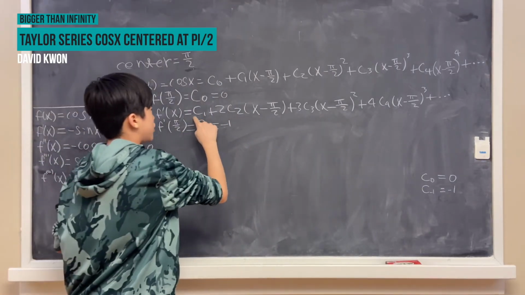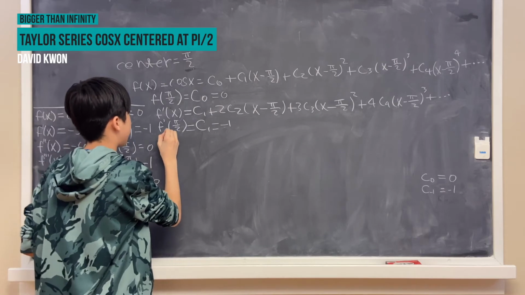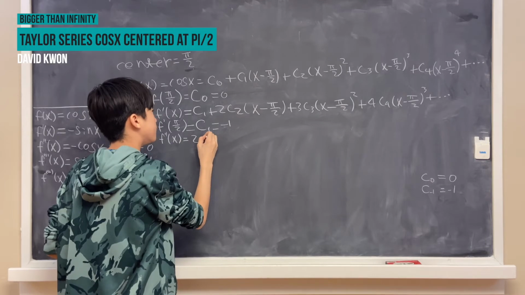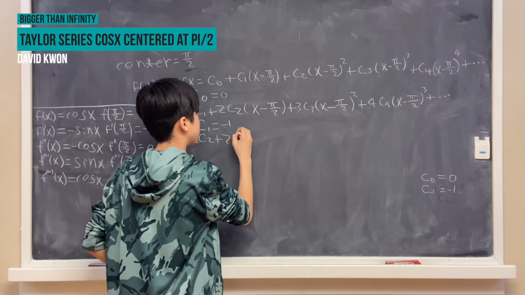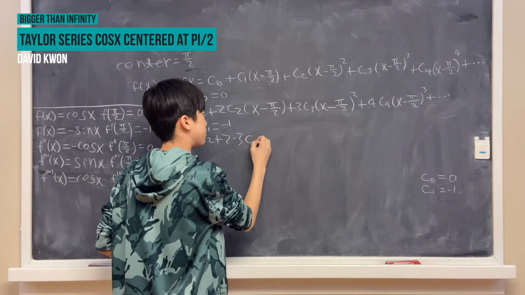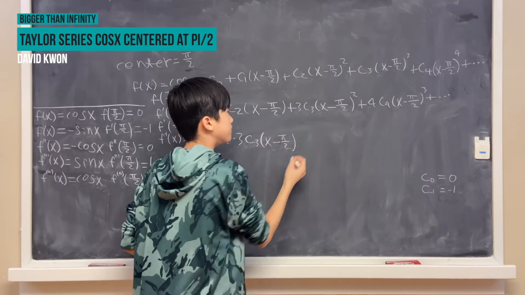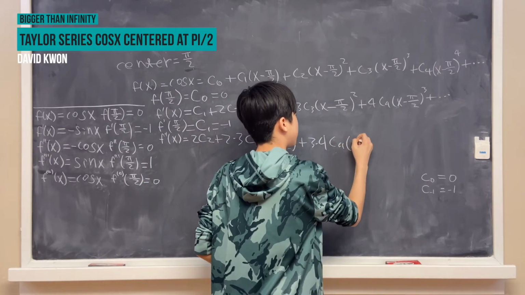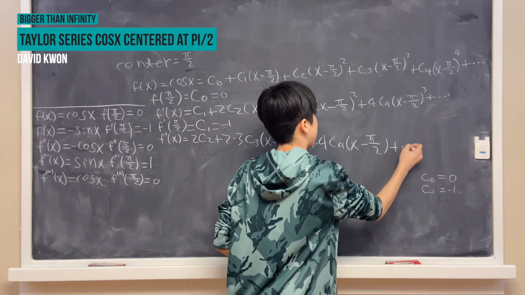Now we will differentiate this function of f prime x. So then we have f double prime x is equal to 2 times c sub 2 plus 2 times 3 times c sub 3 times x minus pi over 2 plus 3 times 4 times c sub 4 times x minus pi over 2 plus dot dot dot.